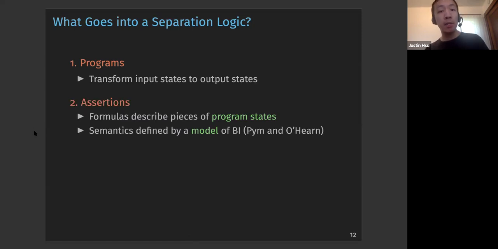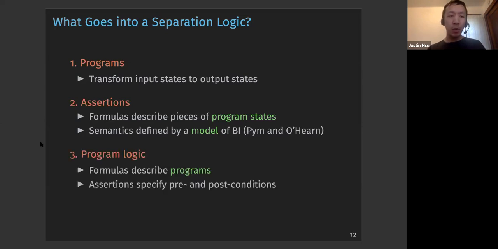The second thing that you need is a class of assertions. These assertions are formulas that describe program states, or more generally, fragments of program states. Almost always, this assertion logic is drawn from the logic BI, by Pym and O'Hearn. And so you need semantics defined by a model of BI. You need to have a semantics saying which formulas in BI are valid at which program states. So you need programs and you need assertions about program states.